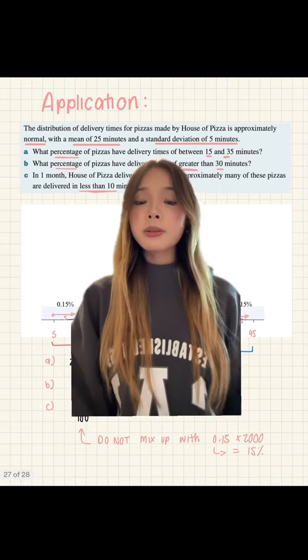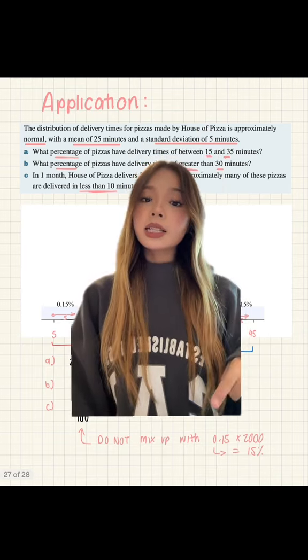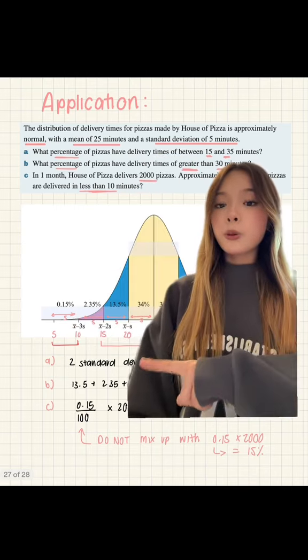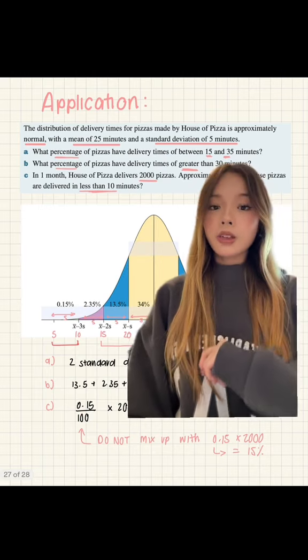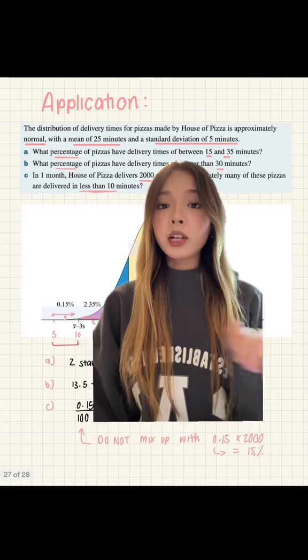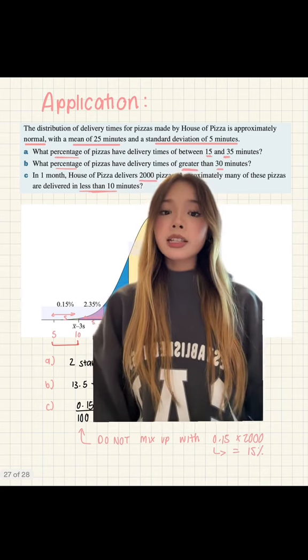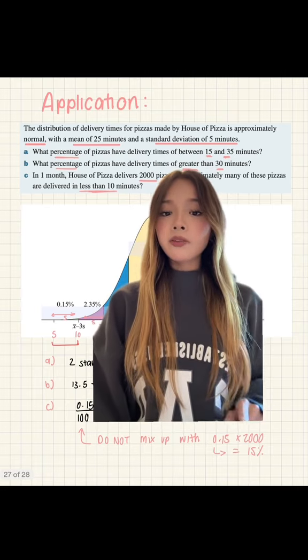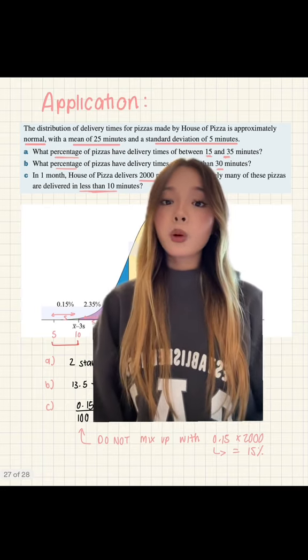Now, a very common mistake here is mixing up 0.15 times 2,000 rather than 0.15 over 100 times 2,000. And this would get us to 300 pizzas rather than 3, as a lot of people tend to forget that 0.15 would represent 15% rather than 0.15%.